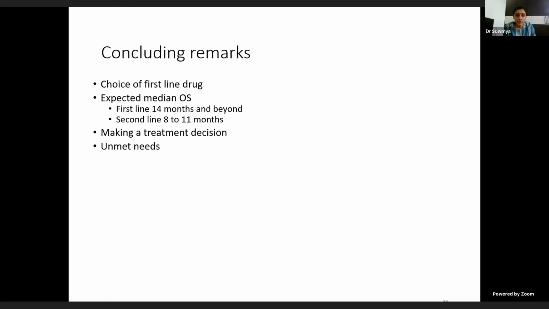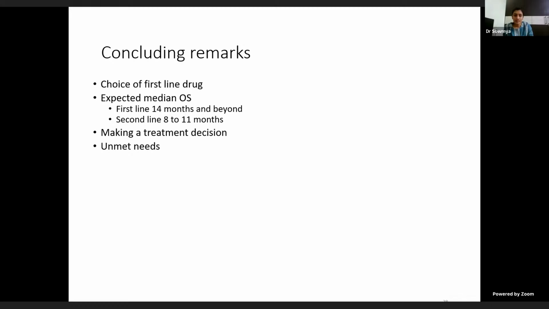And median OS in the first-line treatment is approximately 14 months and beyond with the currently available therapies. And the second-line median OS is nearly 8 to 11 months. Making a treatment decision at second line also has to be made considering various factors like response or tolerance to sorafenib and patient safety profile or adverse effect profile.